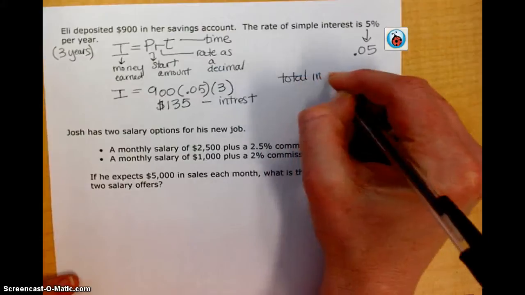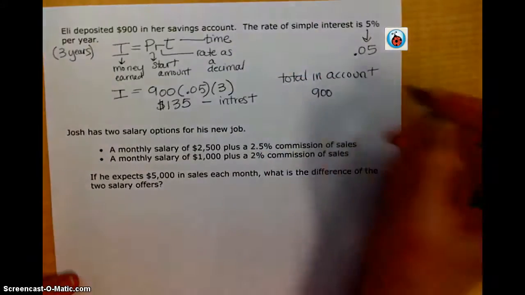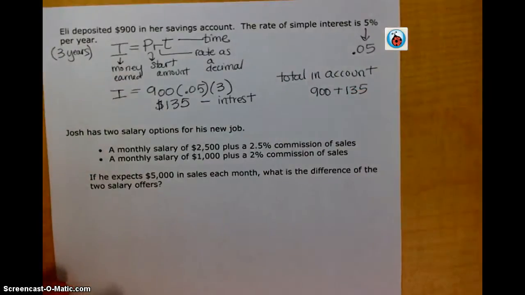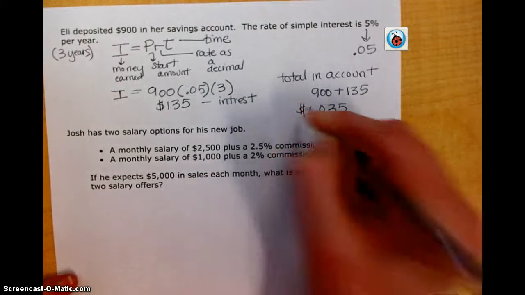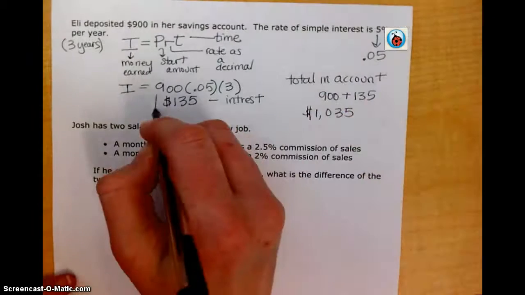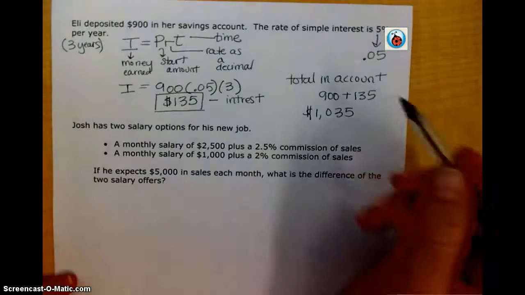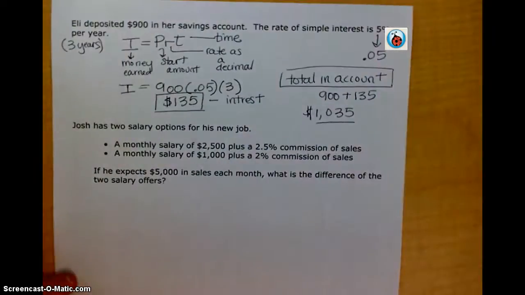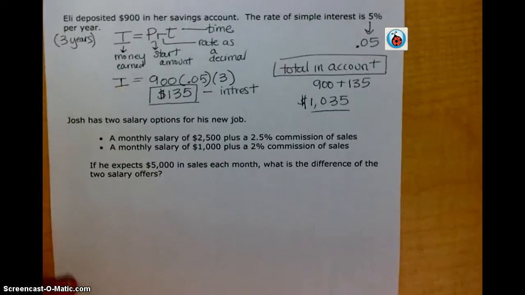The total in her account will be the $900 that she started with, plus the $135 that she earned in interest, giving her a grand total of $1,035. This type of question could only ask you about the interest, which is $135, or it might go a step further and ask you for the total in her account, which is $1,035. Please make sure on the test that you're reading the question asked and answering that specific question.